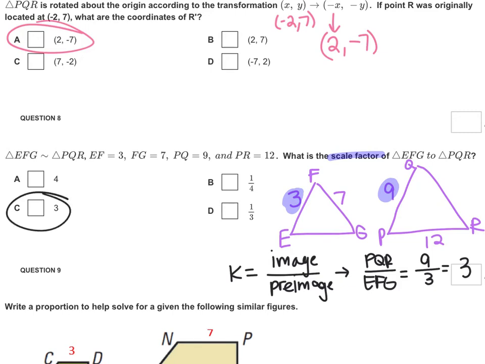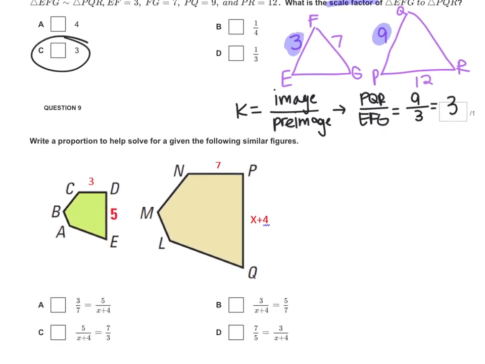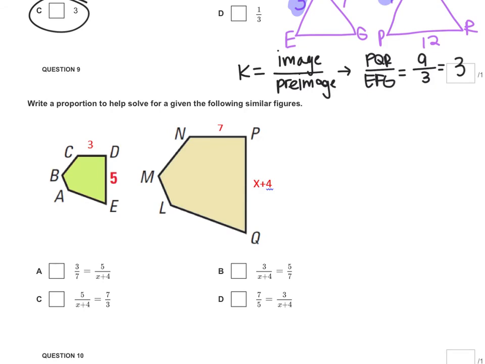And if you look at it, if you go from E, F, G to P, Q, R in this order, 3 times your scale factor of 3 is 9. Okay?